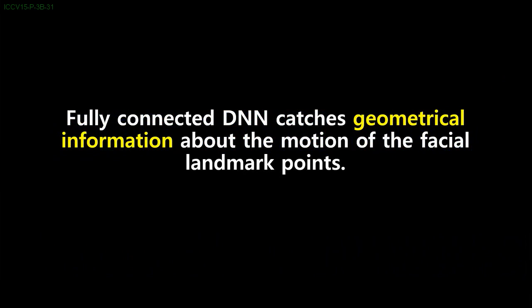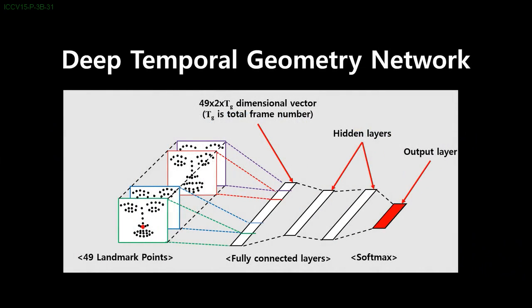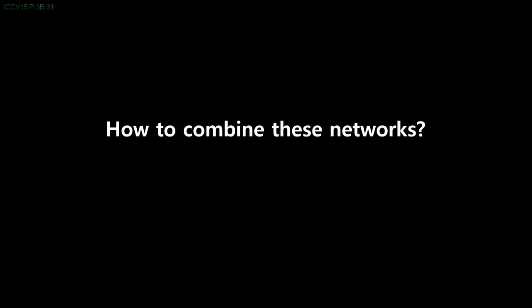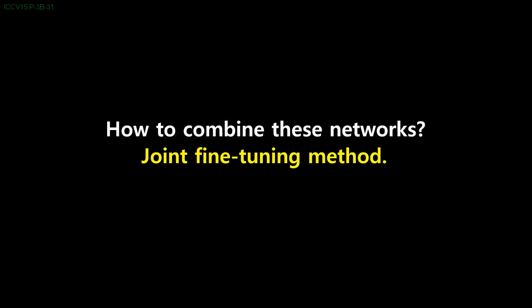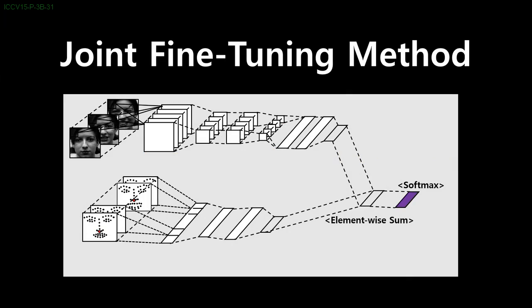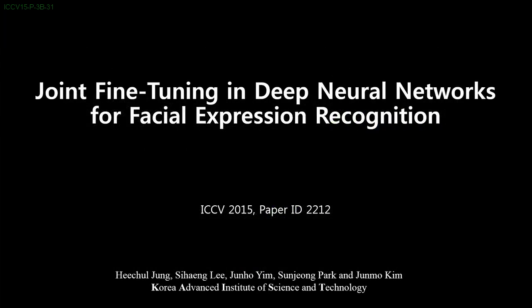A fully connected deep neural network catches geometrical information about the motion of the landmark points. We extracted the important facial landmark points from the first layer for visualization. How to combine these networks? We propose a joint fine-tuning method, which is based on three loss functions. We freeze the weight values and retrain the top layer. For more information, please visit our poster.